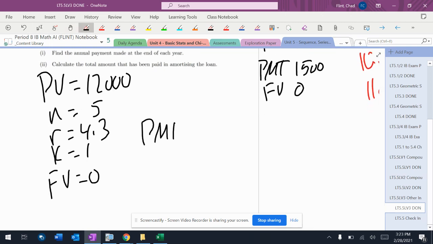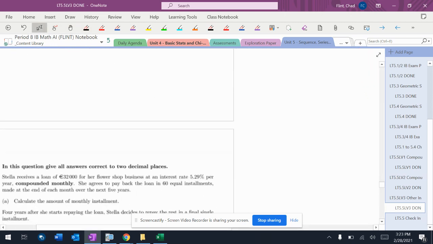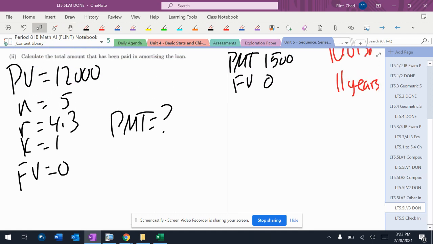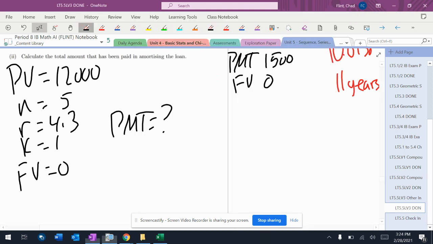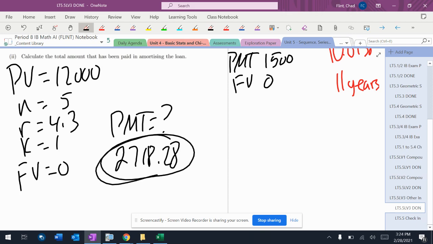So it wants to know what the payment is. And this is the most likely thing to ask you about a loan like this, what would your payment be? Because typically you borrow an amount of money, you know the rate, you know how long, and you figure out the payment. So N is 5, interest rate still 4.3, present value is that, payment I don't know, future value is 0, and those are both 1. So now I'm going to go to payment and hit alpha, enter. So I'm going to have to pay $2,718.28. $2,718.28 is how much I'm going to pay.